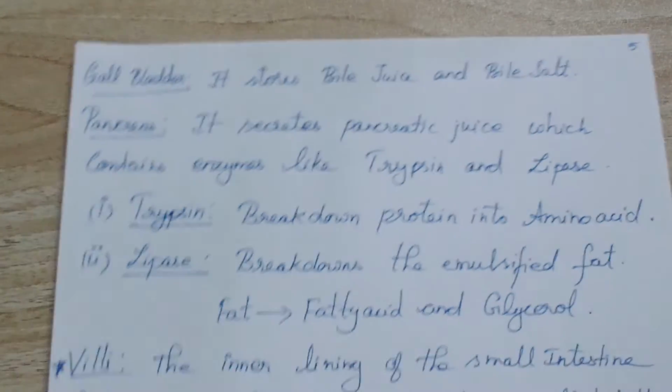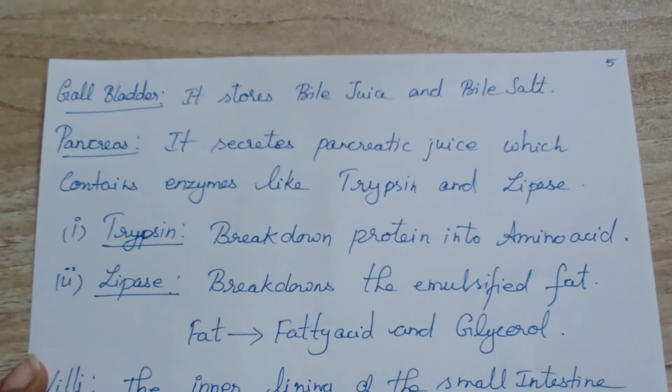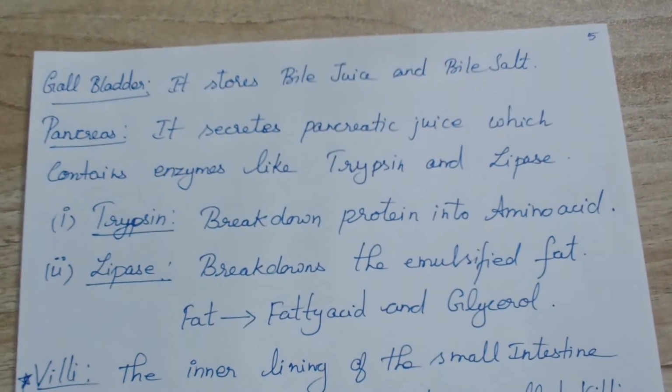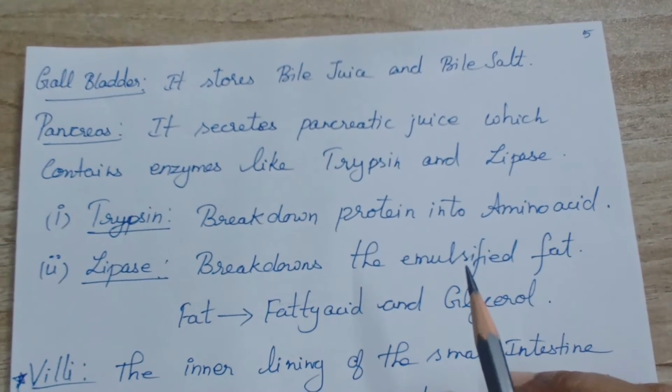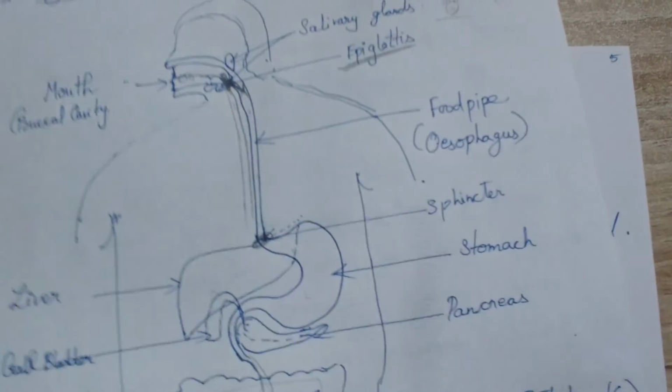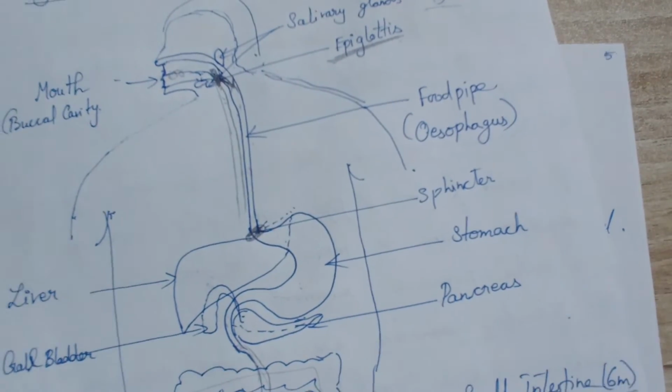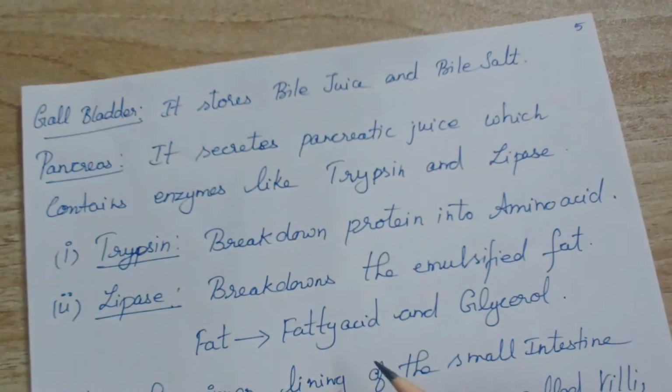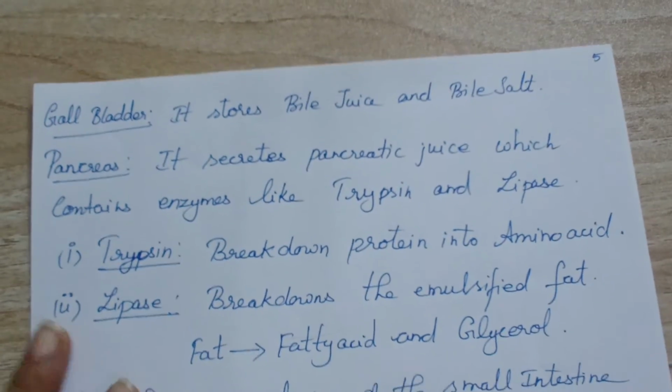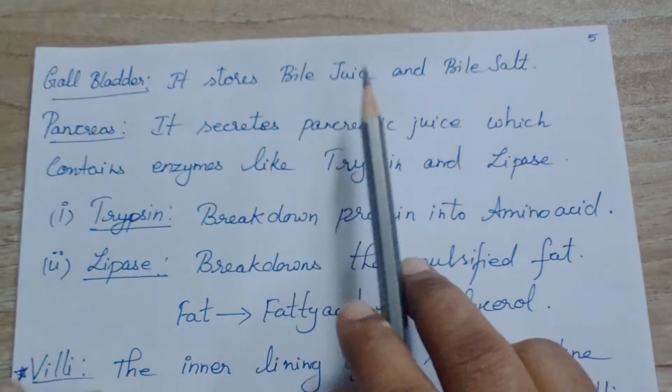And next one, the bile juice and bile salt will be secreted in the liver. Okay, in the meantime, where will it be stored? It will be stored in the gallbladder. The bile juice will be stored in the gallbladder. It stores bile juice and bile salt.